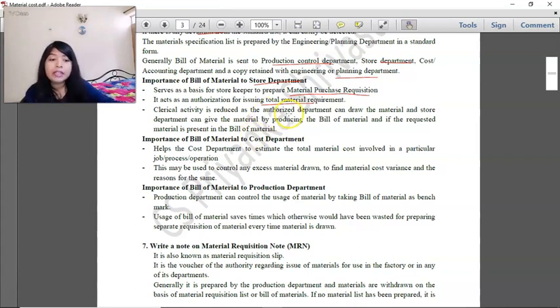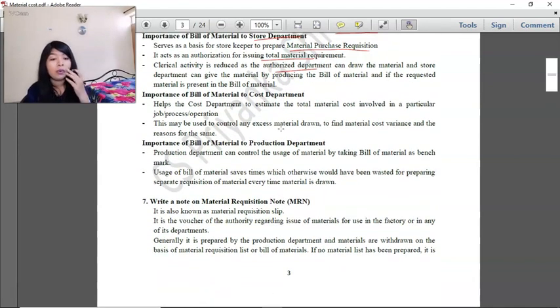And clerical activity is reduced, as the authorized department can draw the material and the store department can give the material by producing the bill of material, if the requested material is present in the bill of material. So obviously if the production department asks for some material, and if it is mentioned in the bill of material, it becomes easy for the store department to decide whether to issue that material or not, and how much quantity to issue and how much you should not issue. So all these questions will be answered if a copy of the bill of material is given to the store department.